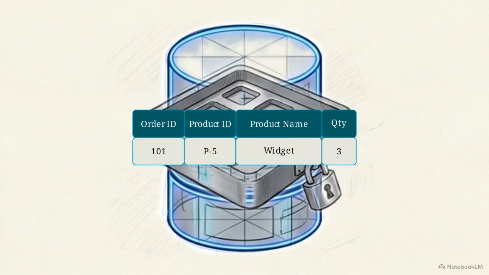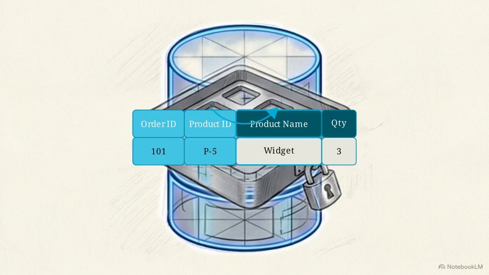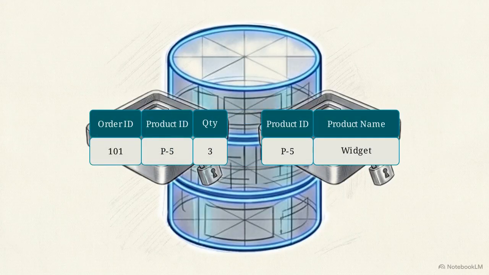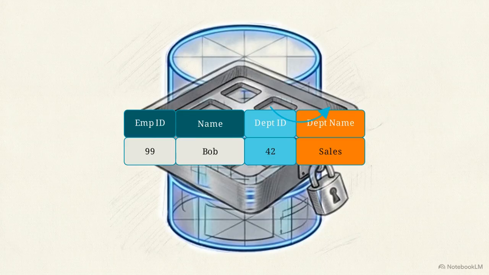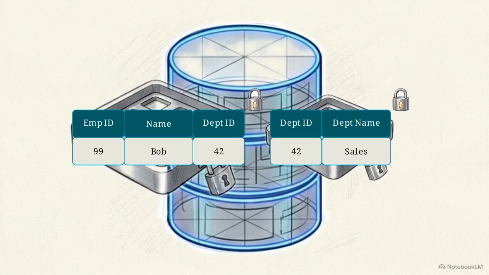The second rule demands full functional dependency. If a table uses a composite primary key, meaning a key made of multiple columns, every other piece of data in that table must depend on the entire key, not just a fragment of it. Third normal form removes transitive dependencies. If an employee record contains both a department ID and a department name, the name depends on the department ID, not the employee. That department data moves to its own isolated table.